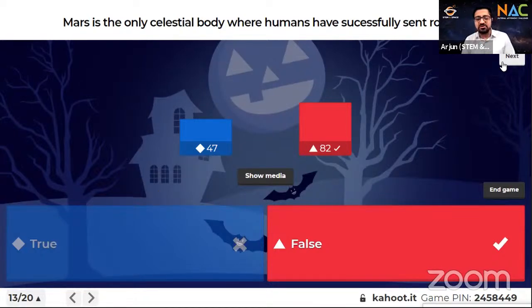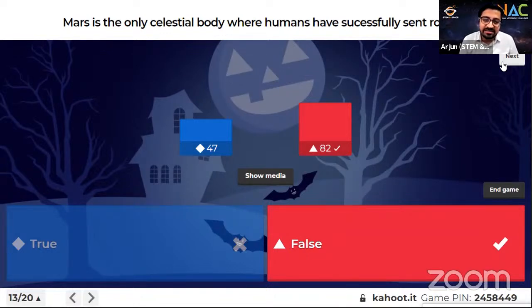Great job. 82 of you have said false and you guys are correct. You see, on Mars, yes, we have sent many rovers, but there is another place where we sent rovers much before we started sending rovers to Mars. And that place is our own moon.